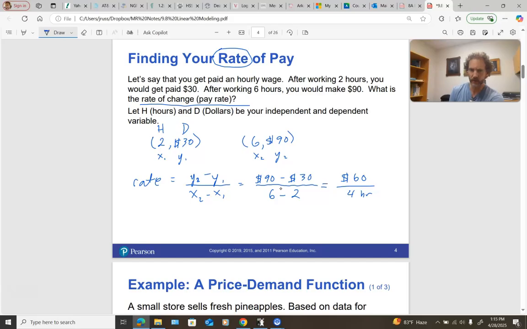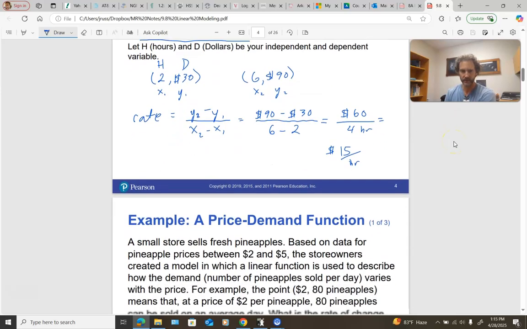And if these will divide out, go ahead and divide them out. 60 divided by 4 is 15. So we end up with $15 per hour. Okay, and the units do matter here, by the way. So that is your rate of pay. All right, let's look at another example here.